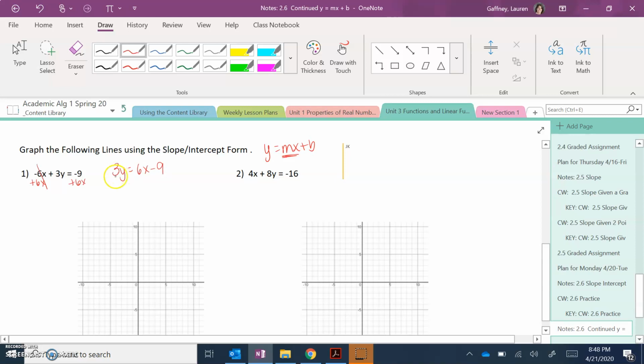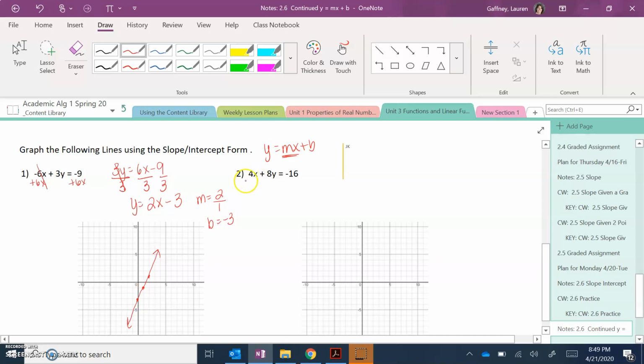Now we have to divide by 3, divide everything by 3 to get y completely by itself. So y equals, now 6 divided by 3 is 2x - 3. So my m is 2 over 1, and my b is a -3. So we're going to start down at -3, go up 2, right 1, up 2, right 1, and then connect those.